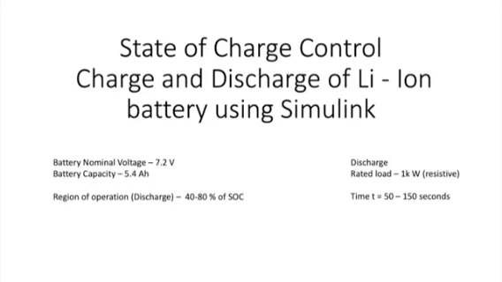State of charge control, charge and discharge of a lithium-ion battery using Simulink. The battery nominal voltage is 7.2 volts, and the capacity is 5.4 amp-hours. Therefore, the lithium-ion battery should not be fully charged, and at the same time should not be fully discharged.